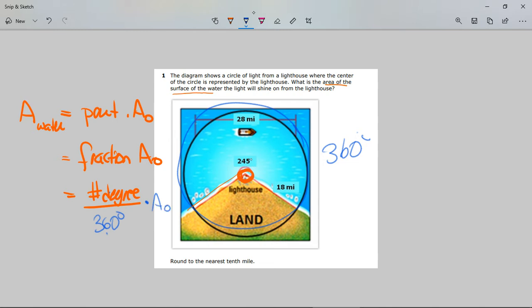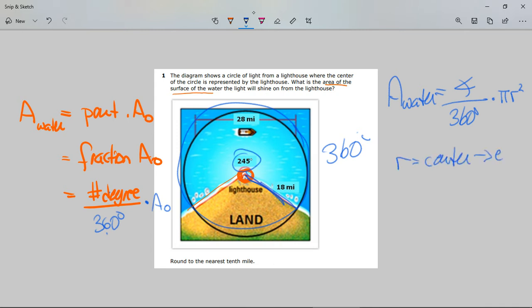So I'm going to write this up here. So the area of the water is the angle that you see here divided by 360 times the area of a circle, which is pi times the radius squared. What is the radius? It is the distance from the center to the edge of the circle. Okay, from the middle to the edge, that's the radius.